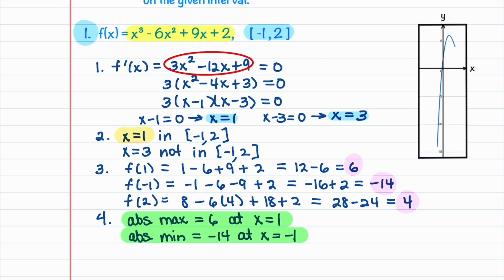Before we move on, I want to show you what the graph of this function looks like. It's graphed over here on the right. Notice that when x equals -1, that's our left-hand endpoint, we have an absolute min. And then when x equals 1, that was one of our critical numbers, we have an absolute max. And you can see that the derivative is equal to 0 because we have a horizontal tangent.